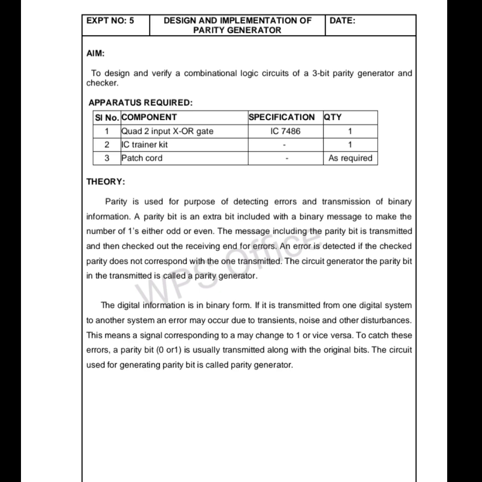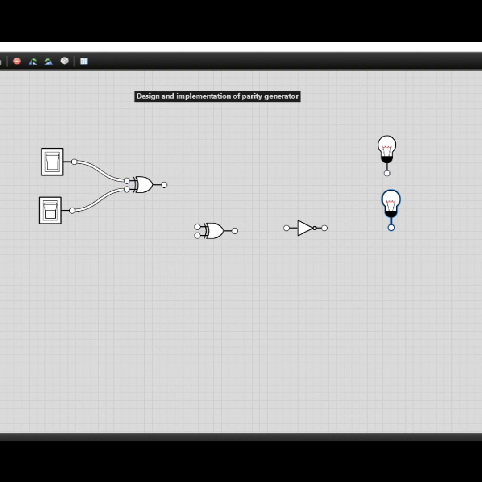Now let's move on to the fifth experiment. The fifth experiment is design and implementation of parity generator. For this you need two inputs A and B, two XOR gates, one NOT gate, two outputs. Connections are given. Sorry, three inputs.